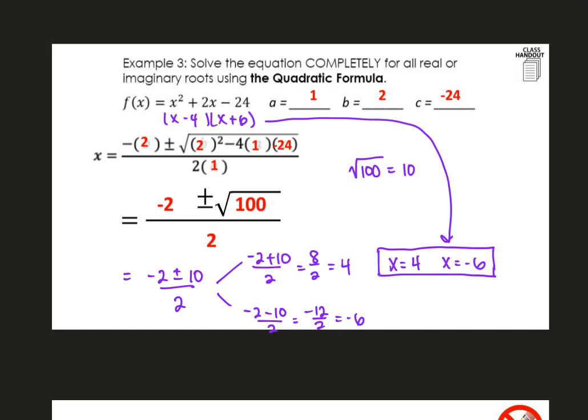That's our second solution. So a rule of thumb when we're trying to determine if a quadratic is factorable: if your discriminant is a perfect square, that tells you that your roots are going to be rational numbers, which means your quadratic was factorable, and you could solve it by factoring, as well as by using the quadratic formula like we did in this example.